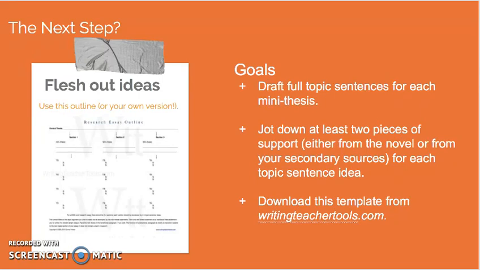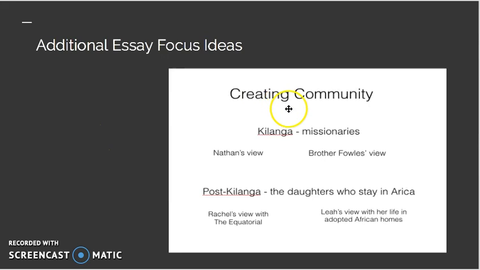This would be a really quick brainstorm of different approaches you could take for the essay. So maybe you're interested in this idea of creating community, and you might decide to organize your essay around 2 different sections, one in terms of the community that is created in Kalunga and the other post-Kalunga. So what happens in terms of Nathan's view in Kalunga versus Brother Fowles, and then post-Kalunga, we have the difference there between Rachel's view and Leah's view. So that might be something you're interested in.